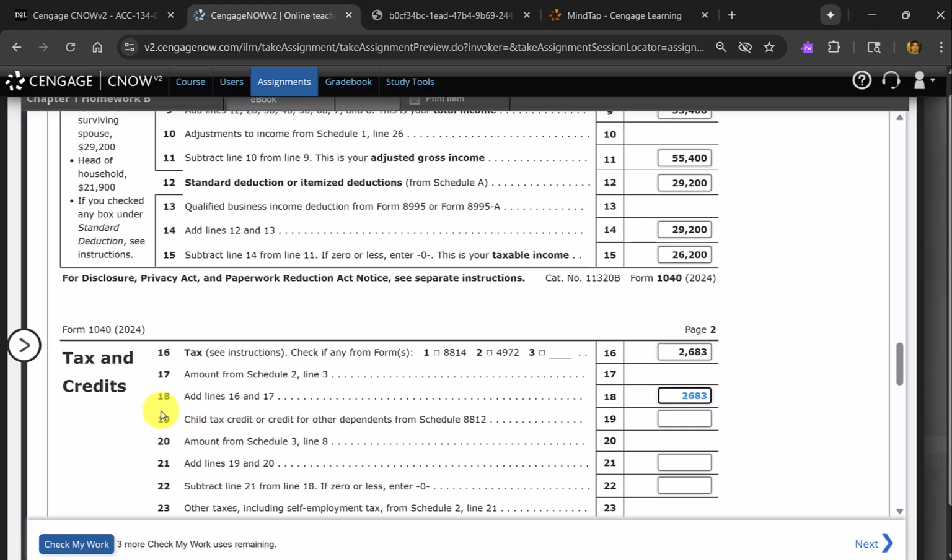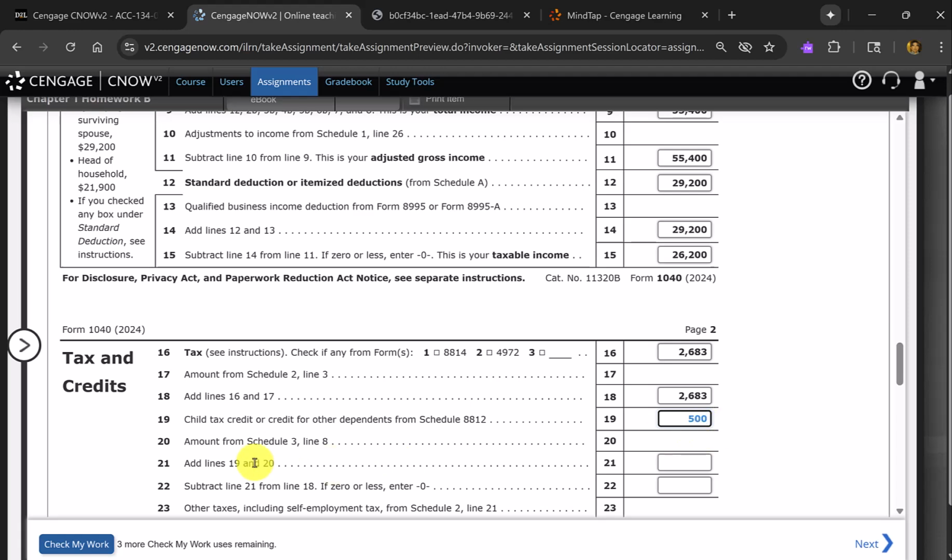Again, read the description in the line. I'm adding up line 16, 2683, and line 17, that's empty. And the credit, oh, I got to put in the $500 credit here. Remember, we're told that in the instructions. That's the other dependent credit for Legolas. In a real life return, we're supposed to fill out this Schedule 8812, which we're not told to do for this homework assignment. But that's the ultimate result, a $500 credit.